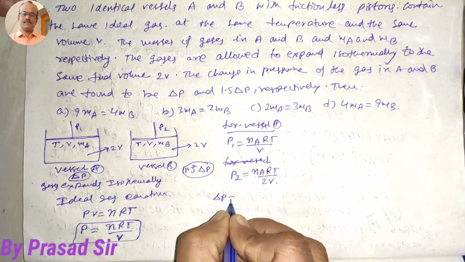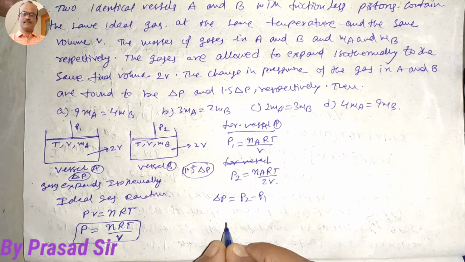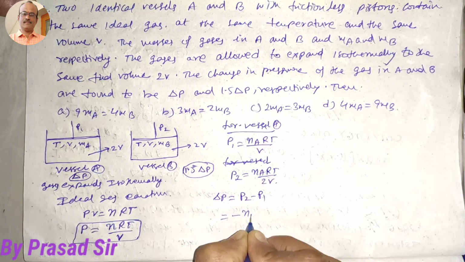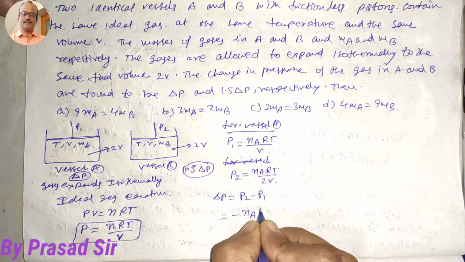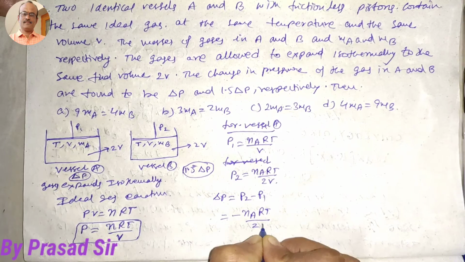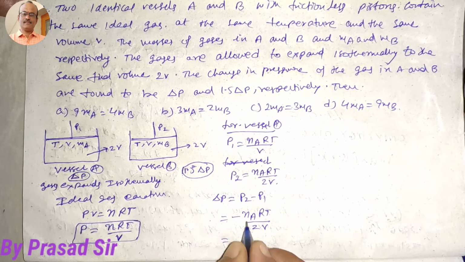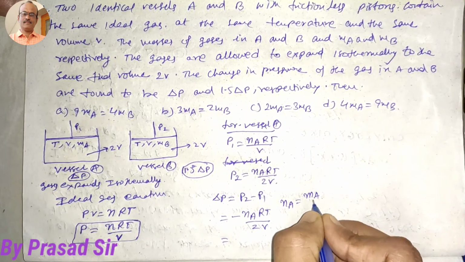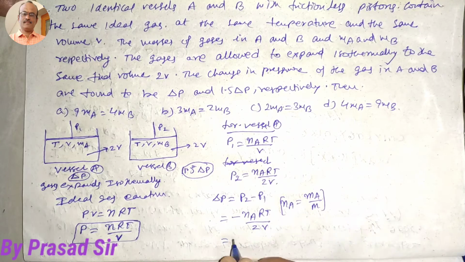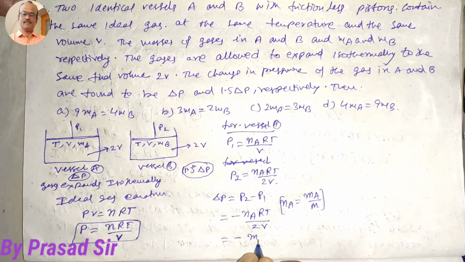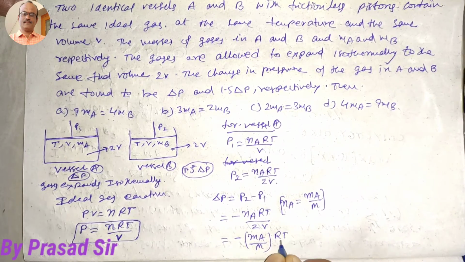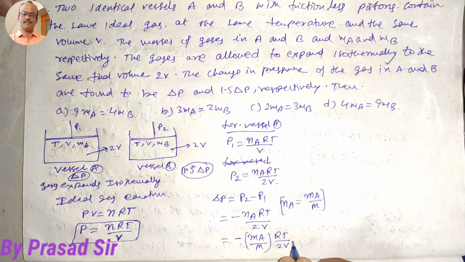Now I will find the pressure change. Delta P is equal to P2 minus P1. So taking P2 minus P1, we get minus the number of moles in A into RT divided by 2V. We know that Na is equal to mass of A by molecular weight. Substituting, delta P is equal to minus mass of A divided by molecular weight into R into T divided by 2V. I will take this equation as 1.